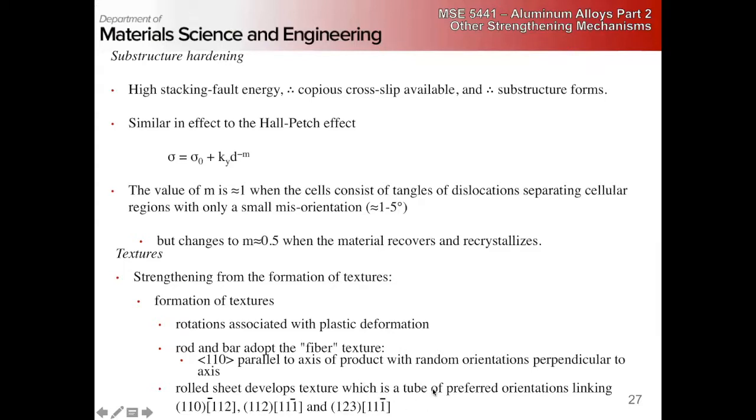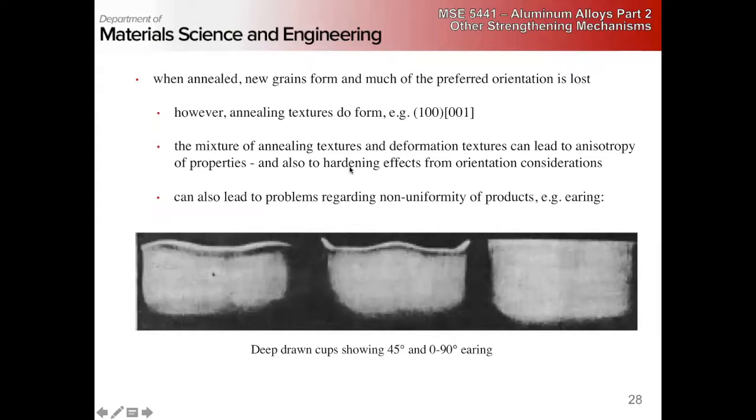And it's actually what I would call a surface texture. On annealing, we get new grains that form, and much of our preferred orientation is lost. We can get annealing textures, which is that cube texture, right? Our grains are well aligned. The edges of our unit cells are well aligned with the orthogonal axes of our rolling sample, right?